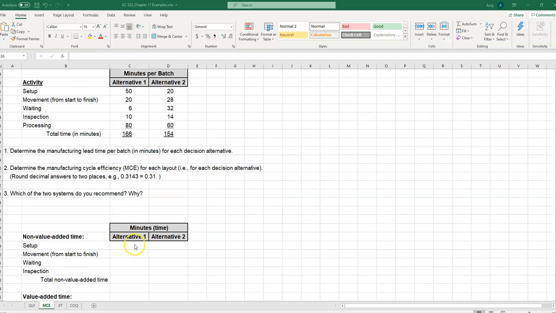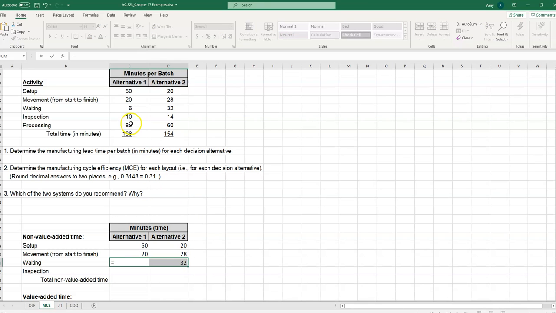So non-value added items are setup. This is the time it takes to set up a machine to run a batch. Movement. So this is the time our factory employees are moving materials and work in process around the floor. Waiting. This is when our people are just standing around waiting for something to happen. And inspection. None of these are value added from the customer's perspective.